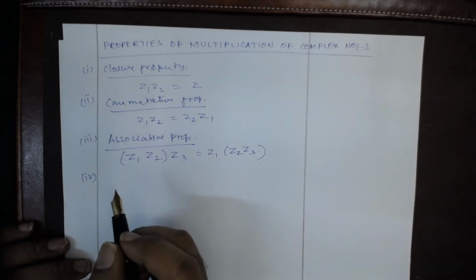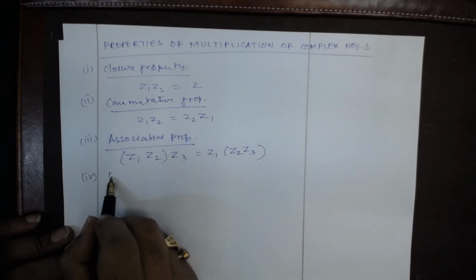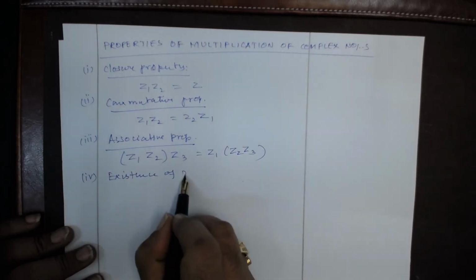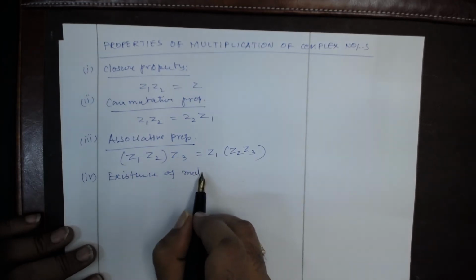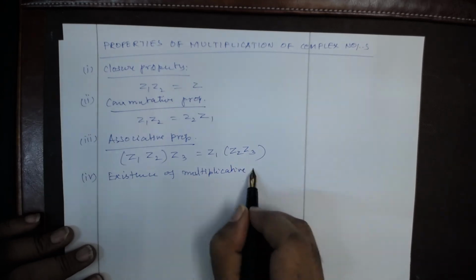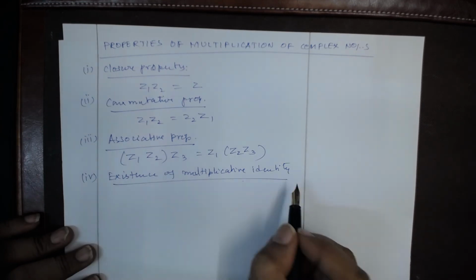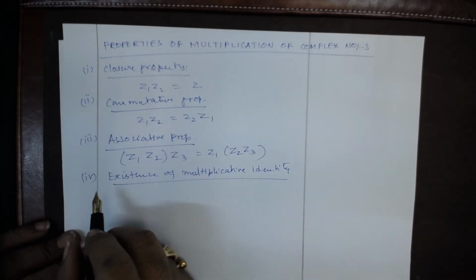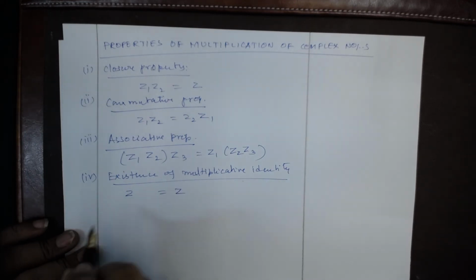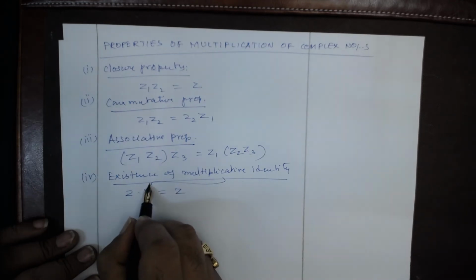Fourth one, existence of multiplicative identity. It means, for example, z should give the same result when it is multiplied with 1. So 1 is the multiplicative identity. Got it?